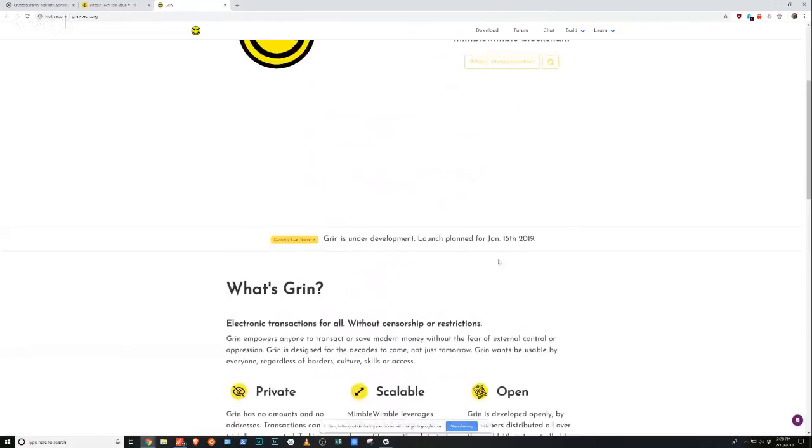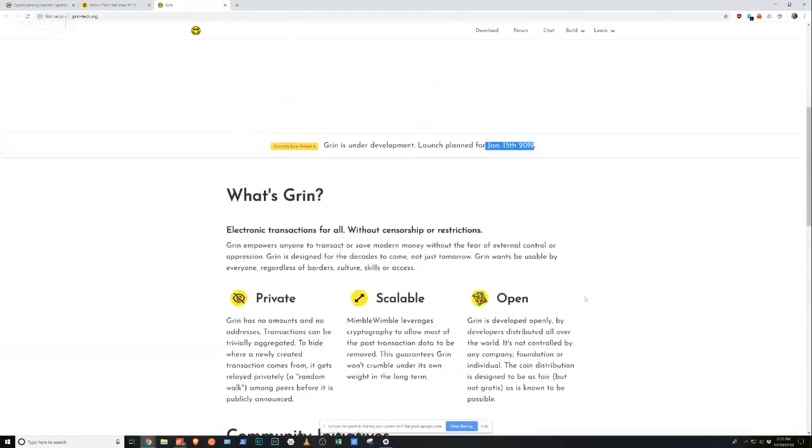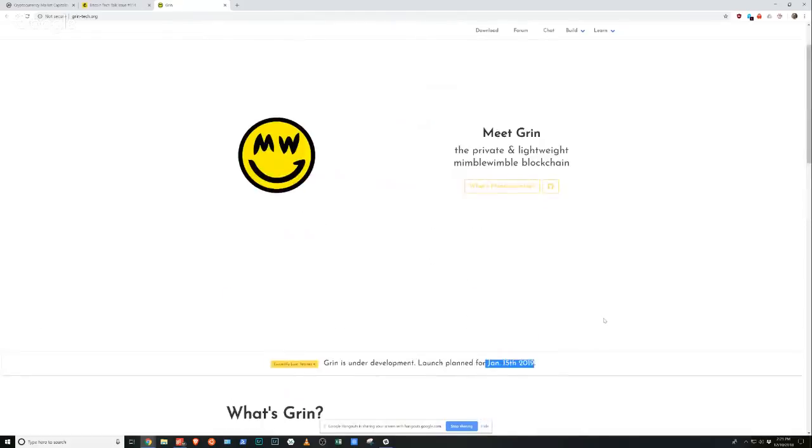newsletter, Grin is launching on January 15th. So Grin, if you don't know, is a Mimblewimble implementation. Beam is the other one that I'm aware of. I think the difference is that Beam is written in C++, Grin is written in Rust, and Beam has, I think, something of a premine. I'm not sure. I haven't looked into it too closely.